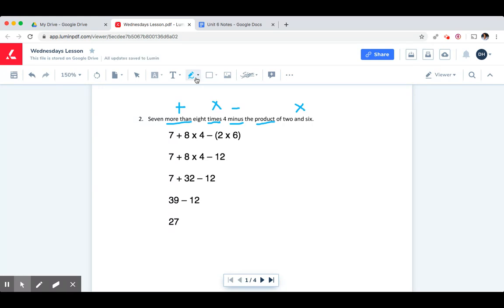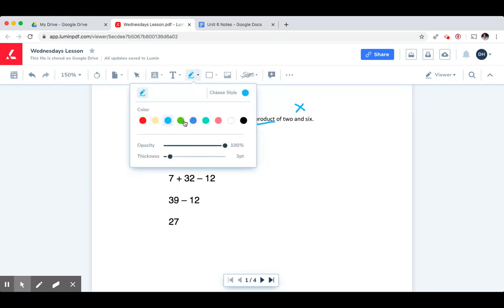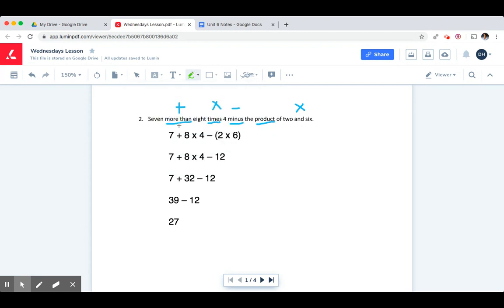Now let's look for order words that tell us where we will be using parentheses. 7 more than 8 times 4 minus the product of 2 and 6. The words "the product of" show order, so I know that there are going to be parentheses around 2 and 6. The expression that matches is 7 plus 8 times 4 minus parentheses 2 times 6.